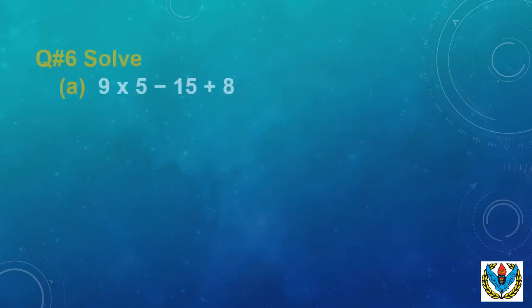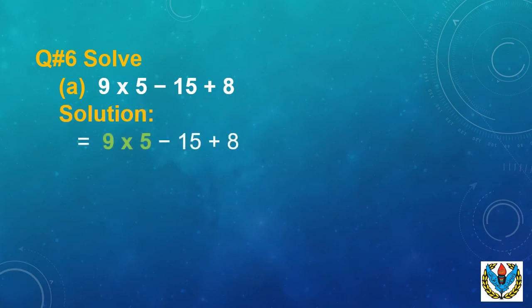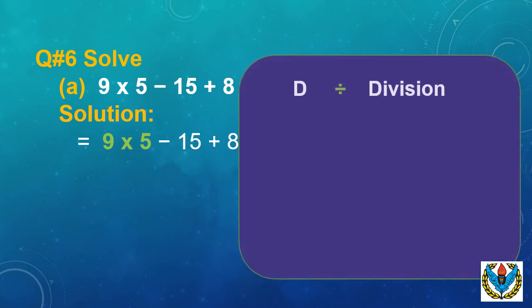Now we will solve the question number 6. A part, 9 multiply 5 minus 15 plus 8. Moving towards the solution. Here in this question there are three operations, multiplication, subtraction and addition. And in any question if there are three operations coming together, then we have to use the rule number 2, which is DMAS rule.